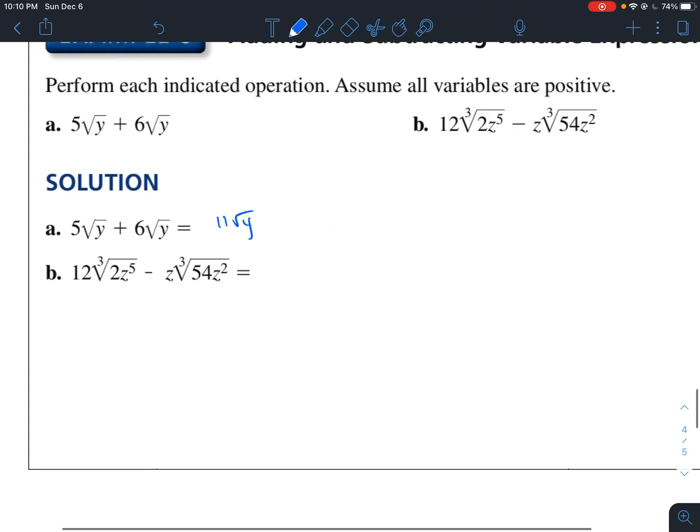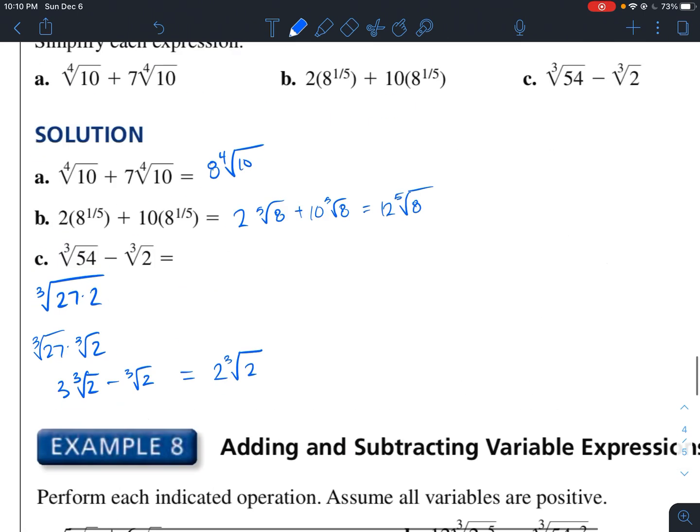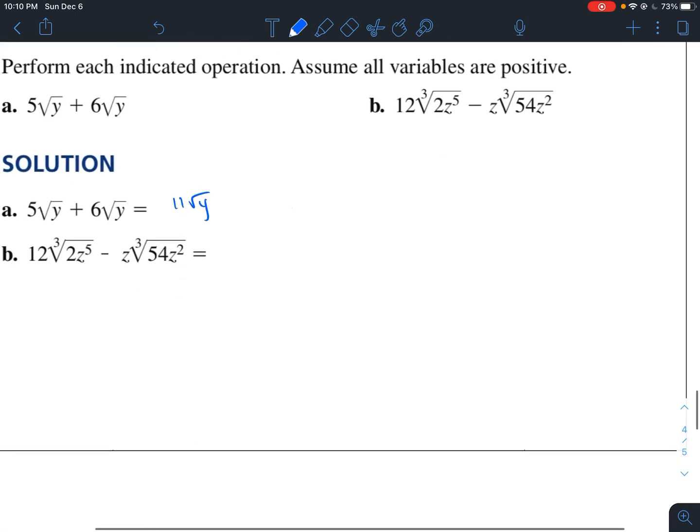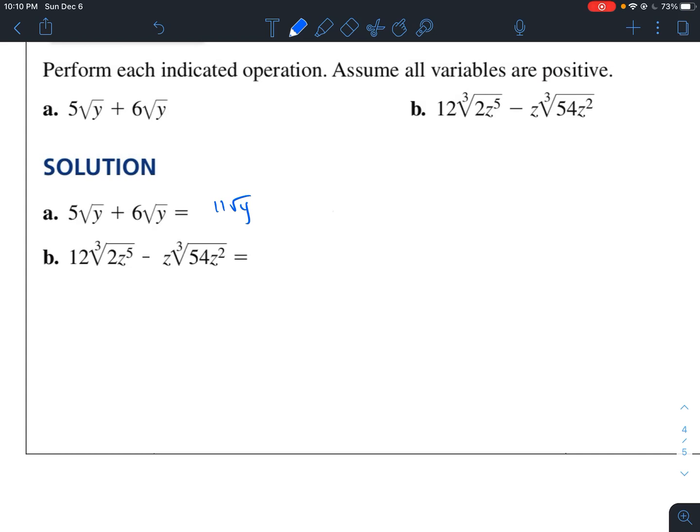And then for b, again, I can't add these quite yet because one is the third root of 54z squared and one is the third root of 2z squared. Now this is almost identical to the answer right here. I'm taking the third root of these, so I want to simplify this right here. So this is going to be 12 third root of 2z to the 5th power.